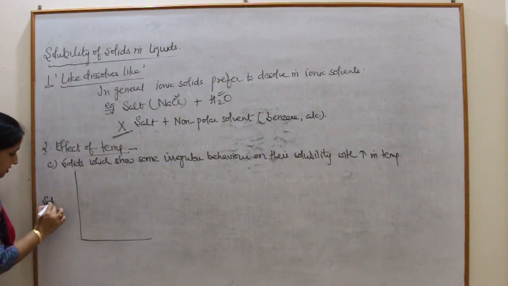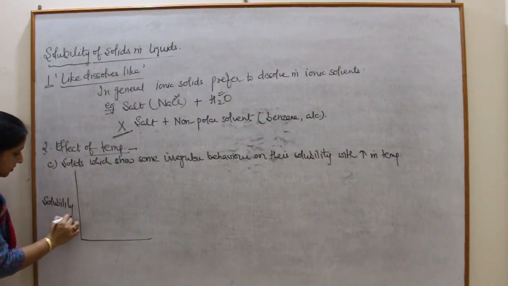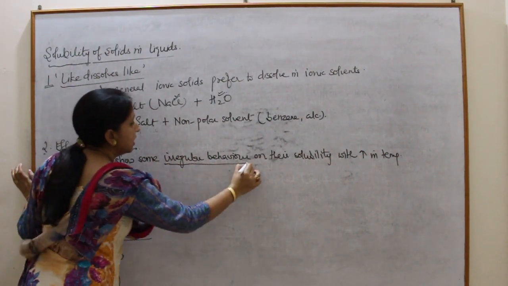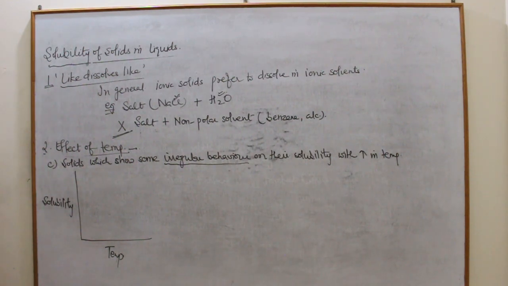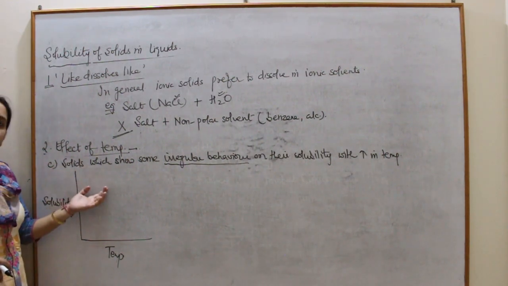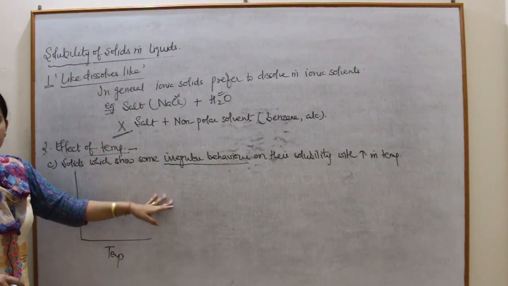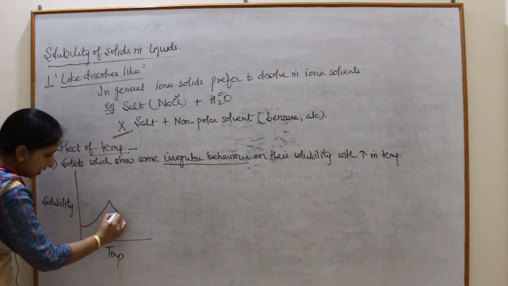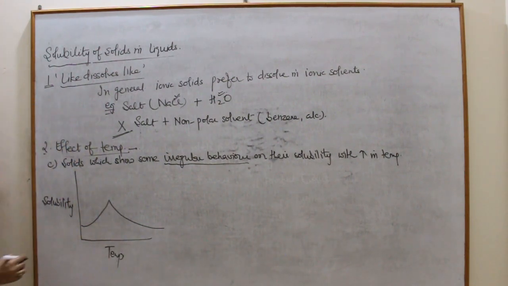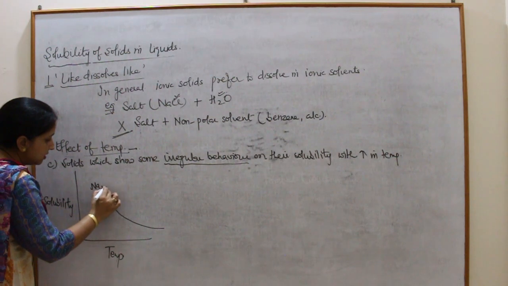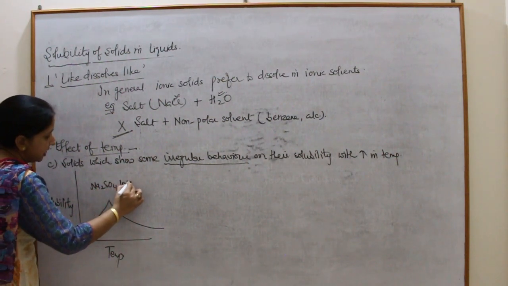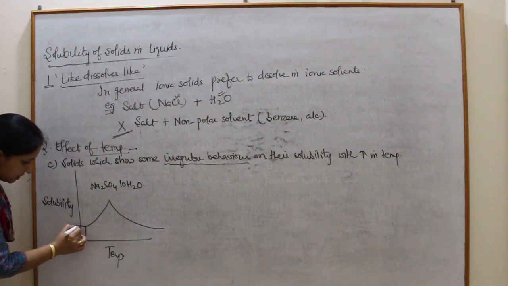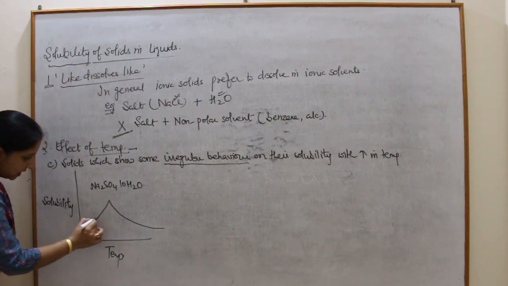Again, solubility and here temperature. They show irregular behavior. Irregular means their solubility can increase and decrease with the increase in temperature. The most common example is sodium sulfate. The graph is somewhat like this. So this is the case for sodium sulfate.